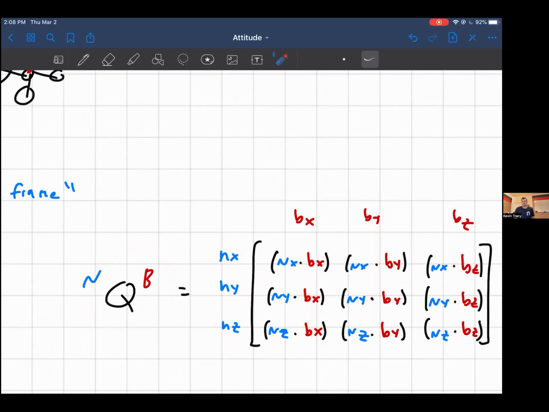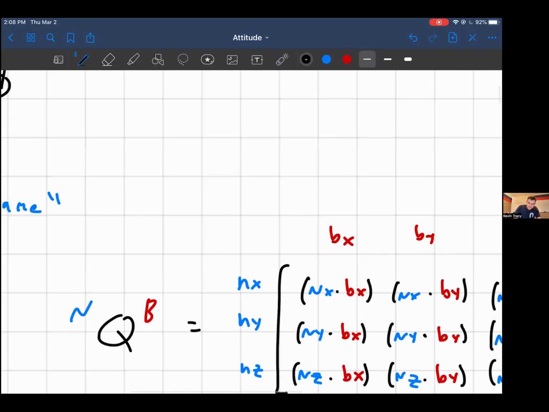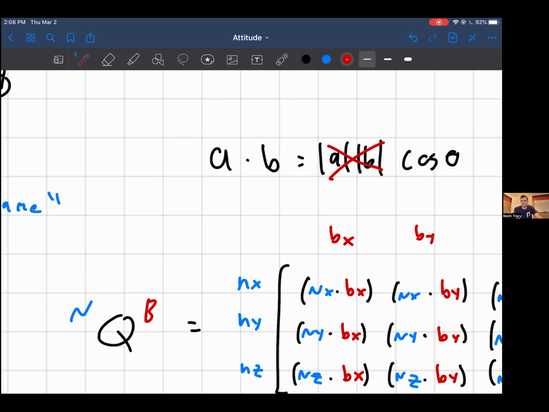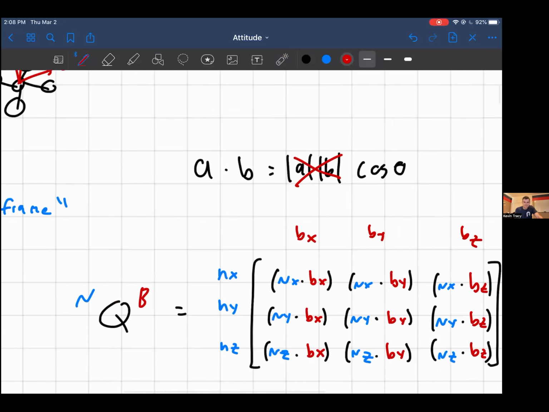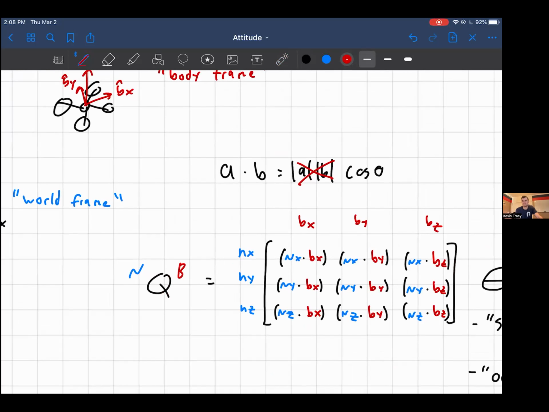And the idea is that this is just a collection of these dot products. Because these are unit norm, if I have an a dot b, and both are unit norm, when I do a b cosine theta, those magnitudes are 1, so they don't change anything. So this just ends up being a collection of the cosines of the angles between all of these unit vectors. Hence the direction cosine matrix, or DCM.